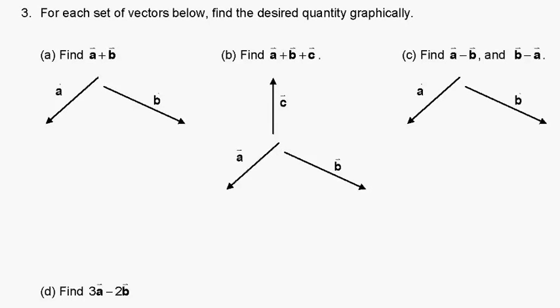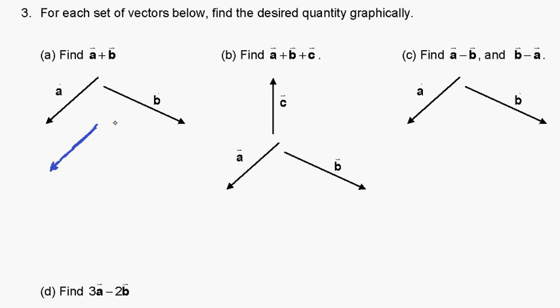Okay, problem three. The point of problem three really was just to get you working on how to do these things graphically. To find a plus b, to add two vectors, you take the two vectors and put them head to tail. So you're going to have to pretend that this is the same length as a.